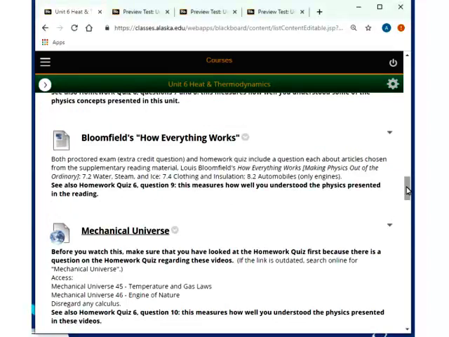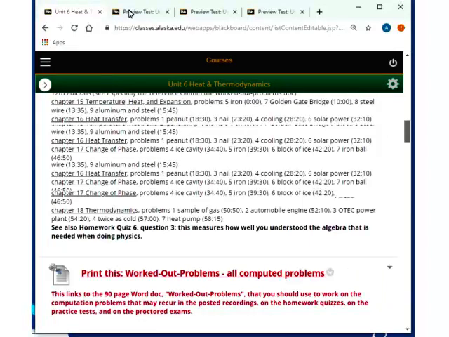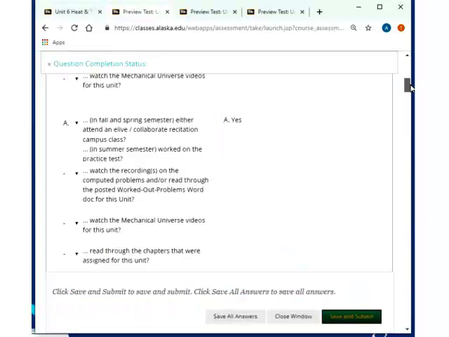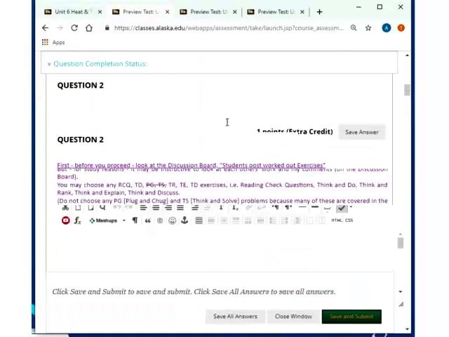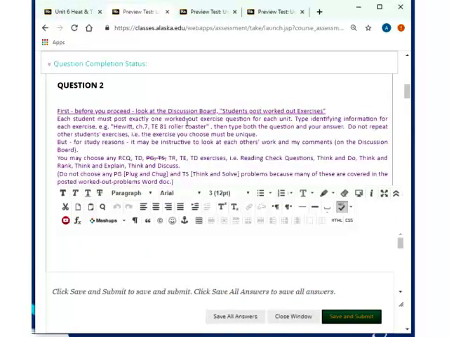Okay, then of course you have to read through how everything works, and then you have a couple of videos from the Mechanical Universe. And it's an overview which you will find in this homework quiz. Okay, homework quiz. Question 1. Typical thing, just answer everything with yes here on the first question. On the second question, again, take an exercise from the book and answer it.